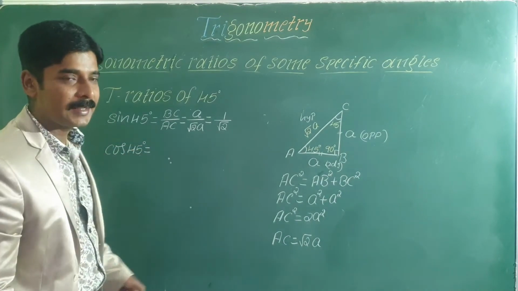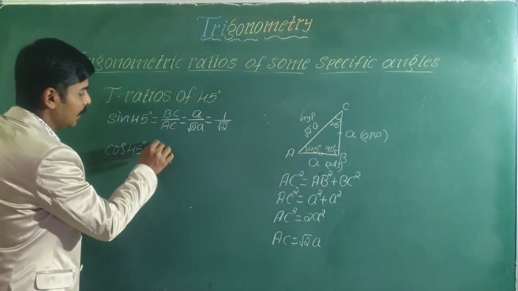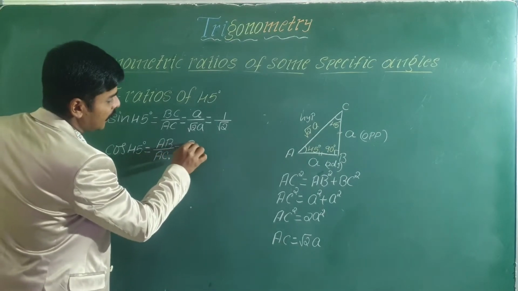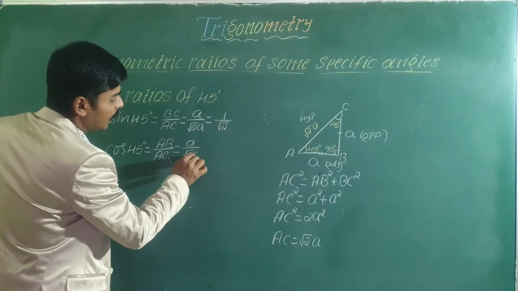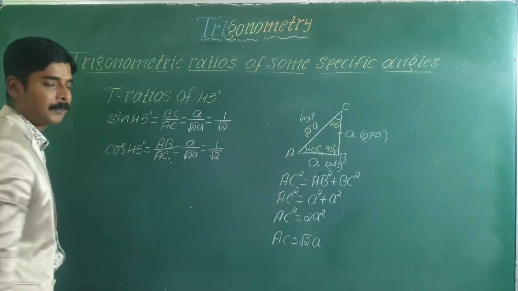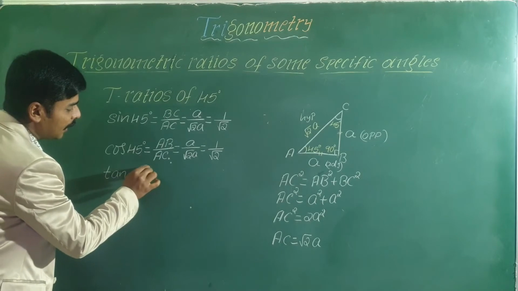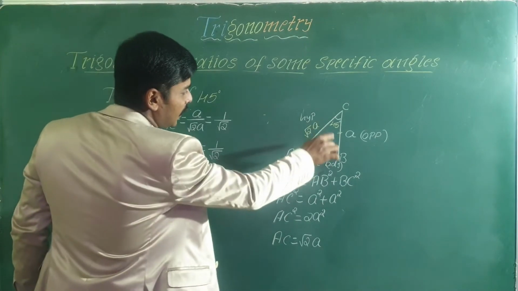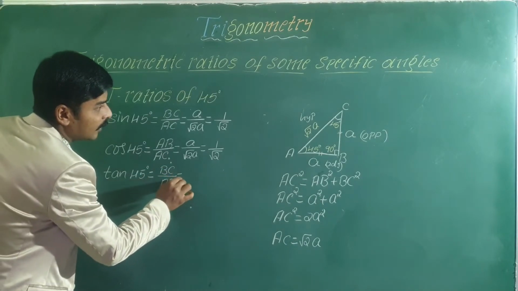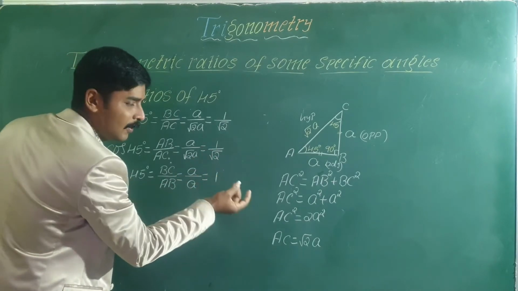Next, we'll take cos 45 degree. Cos is what? Adjacent side by hypotenuse. This is the adjacent side. AB by AC. AB is A. AC is root 2 A. So A will get cancelled. We get it as 1 by root 2. Next, tan 45 degree. Tan is opposite by adjacent side. Which is the opposite side here? BC. BC by adjacent side is AB. So BC is A. AB is A. So A by A, it is 1.